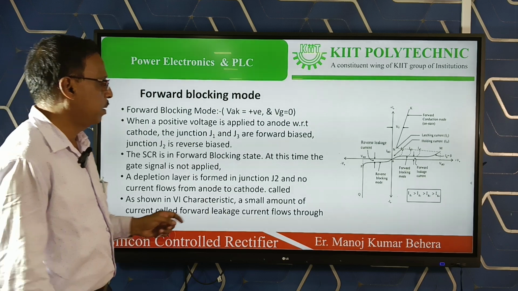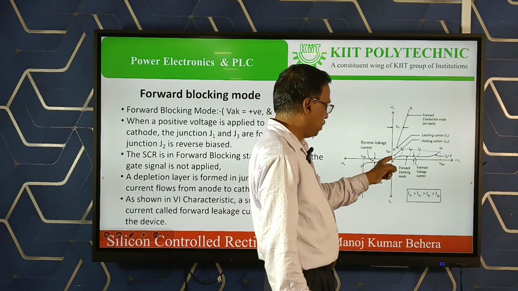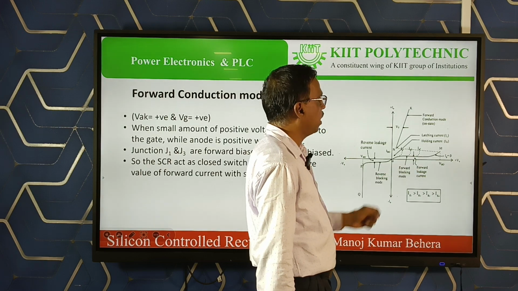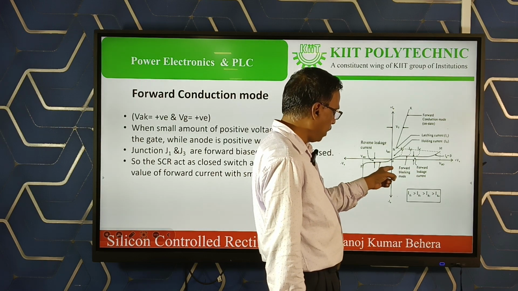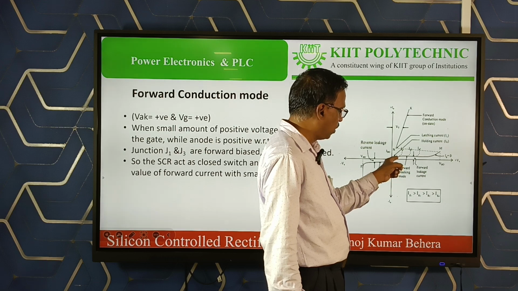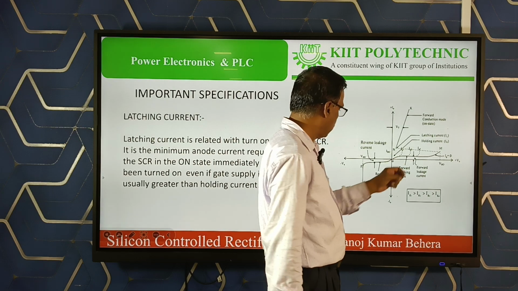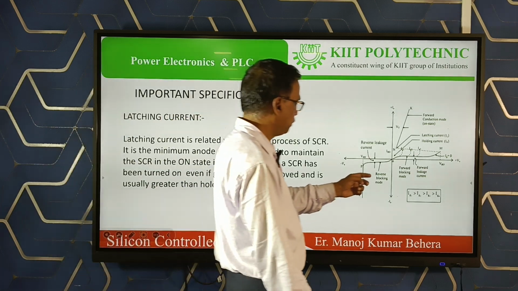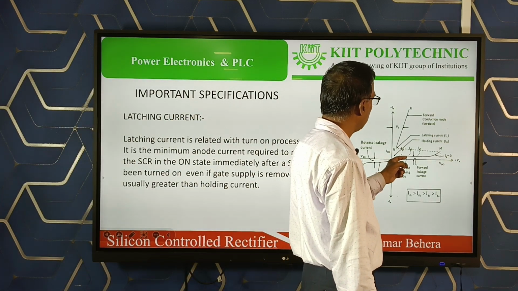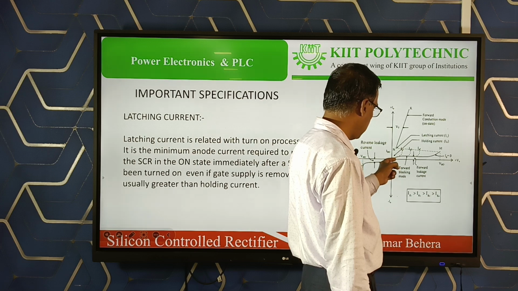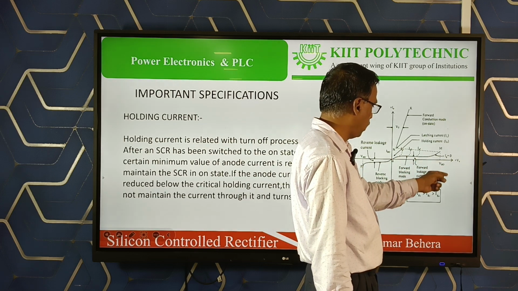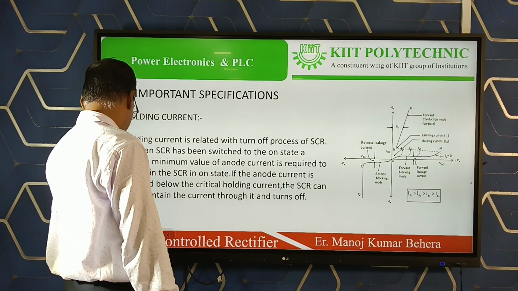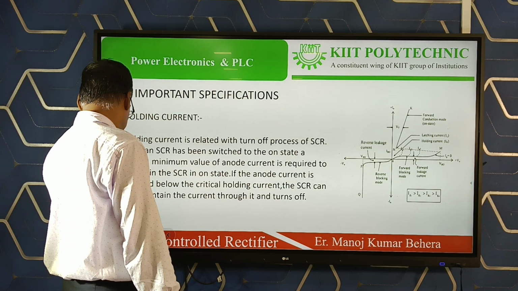See here, this is the graph between voltage and current, and we are applying the positive voltage, which will increase gradually. So this region is the forward blocking state. After this no current will flow.